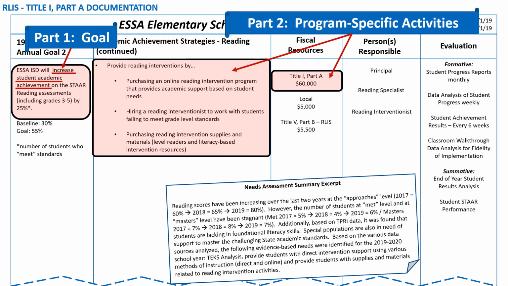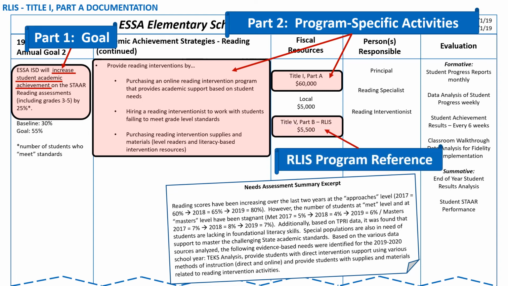They spent $60,000 of their Title I Part A funds purchasing online reading intervention programs, hiring a reading interventionist to work with students failing to meet grade level standards, and purchasing reading intervention supplies and materials. Additionally, the campus spent $5,500 of their Title V Part B RLIS funds. This is the RLIS program reference.